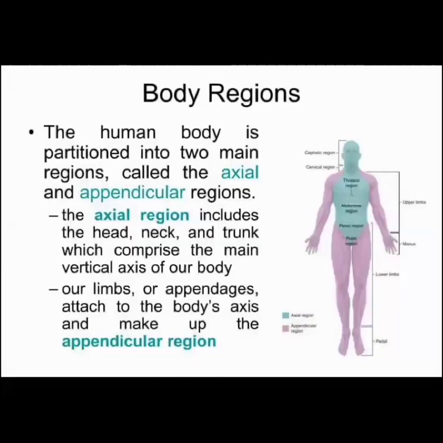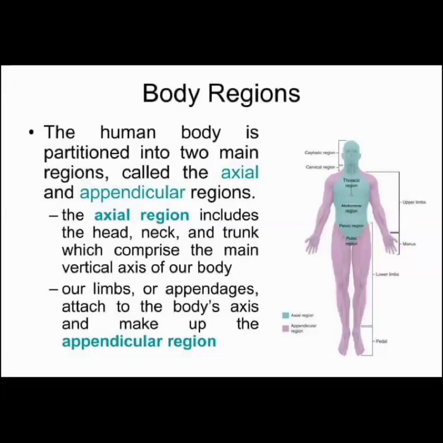Now we will discuss about the body regions. The human body is partitioned into two main regions called the axial and appendicular regions. The axial region includes the head, neck, and trunk, which comprise the main vertical axis of the body. Our limbs or appendages attach to the body's axis and make up the appendicular region. So these are the two main regions of the human body, which is known as the axial and appendicular regions.